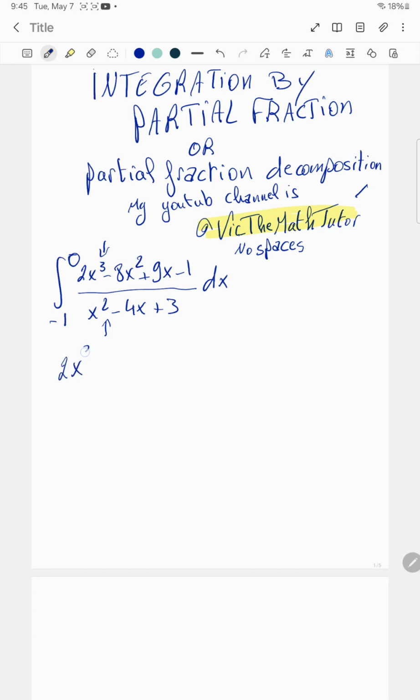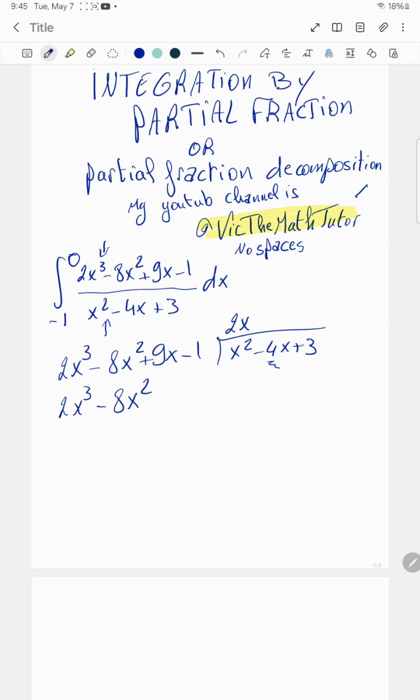So I divide 2x to the power of 3 minus 8x squared plus 9x minus 1 by x squared minus 4x plus 3. Now I want to multiply something by x squared to have 2x to the power of 3. My magic number here is 2x. So 2x times x squared is 2x to the power of 3. But I have to continue. 2x times minus 4x is equal to minus 8x squared. And 2x times 3 is equal to plus 6x. And I have to subtract them.